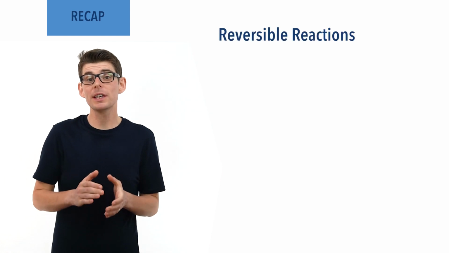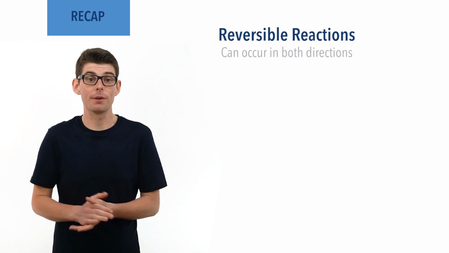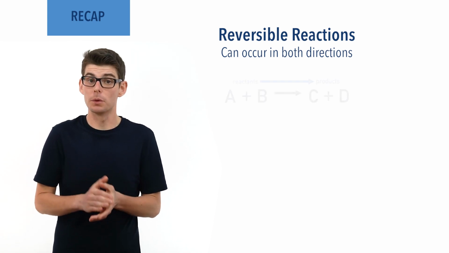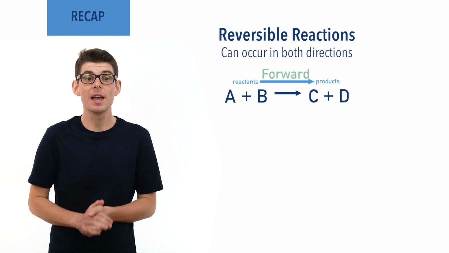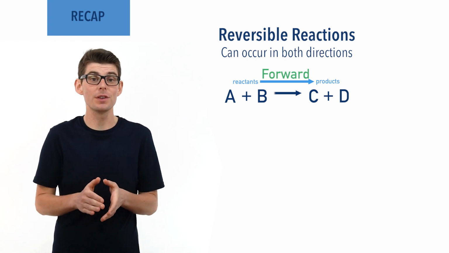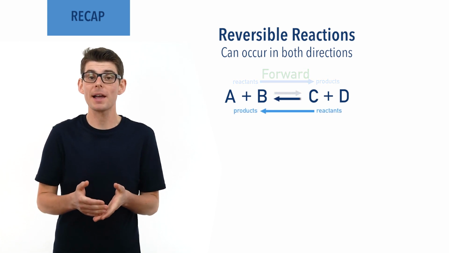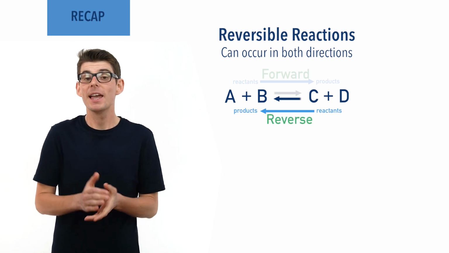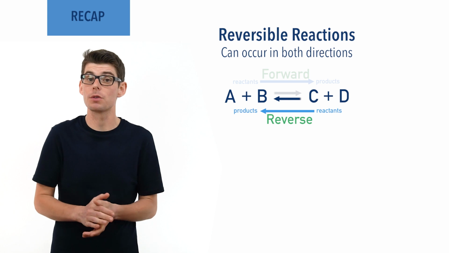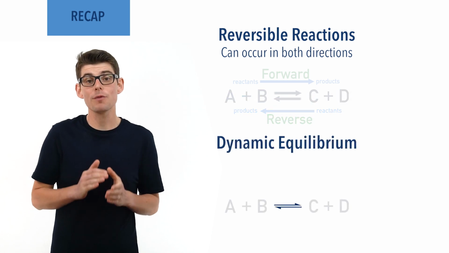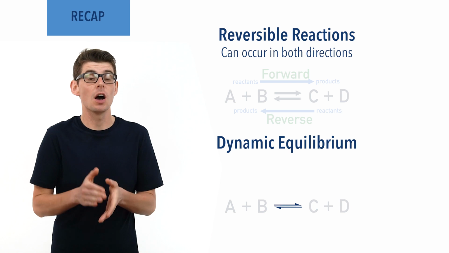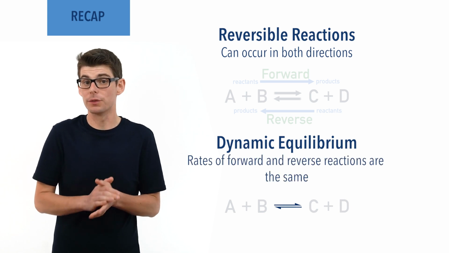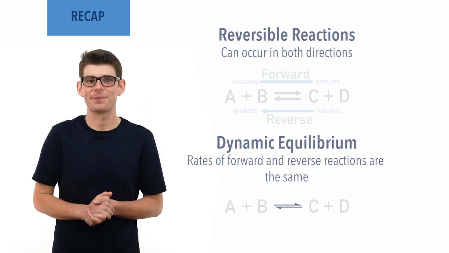Before we talk in detail about equilibrium constants, there are a few essential ideas you need to be comfortable with. A reversible reaction is one in which the reaction can proceed in both directions. Reactants can react to form products in what is called the forward reaction, and these products can also react to reform the reactants in what is called the backwards or reverse reaction. In a closed system, reversible reactions reach dynamic equilibrium when the rates of the forward and reverse reactions are the same, meaning concentrations of all reactants and products are constant.